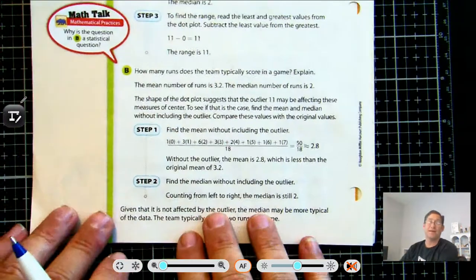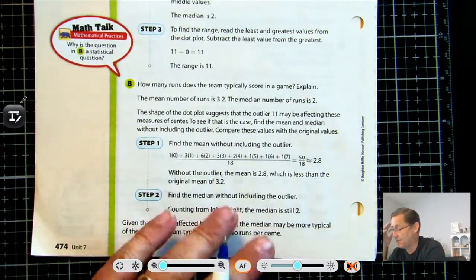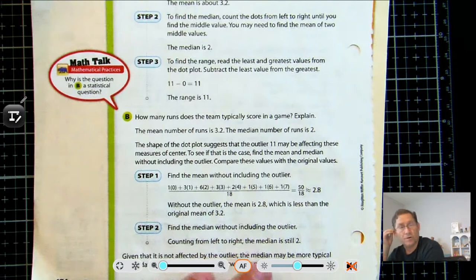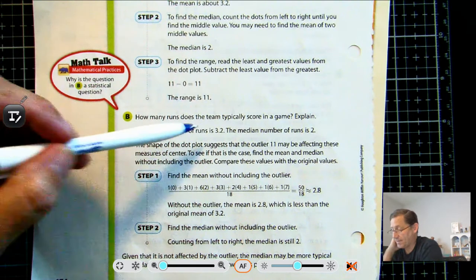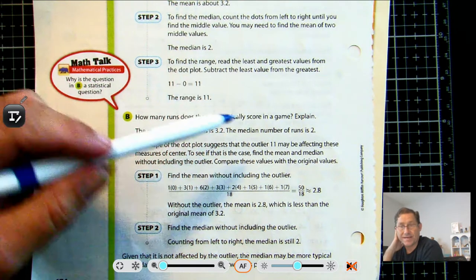So B, how many runs does a team typically score in a game? Well, in this case, we're going to be looking at the mean and the median, right? And so the mean was 3.2, the median was 2.